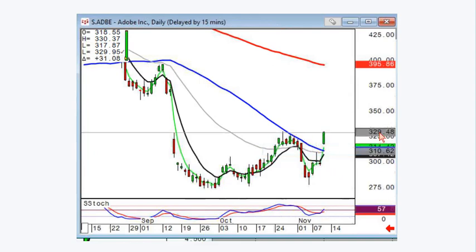And where are you sitting right now? Right there. What's this area tell you? No resistance, some good upside potential.